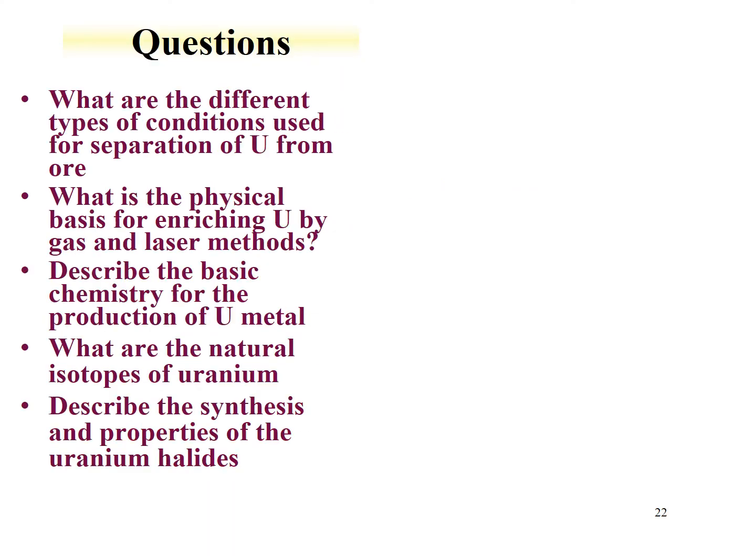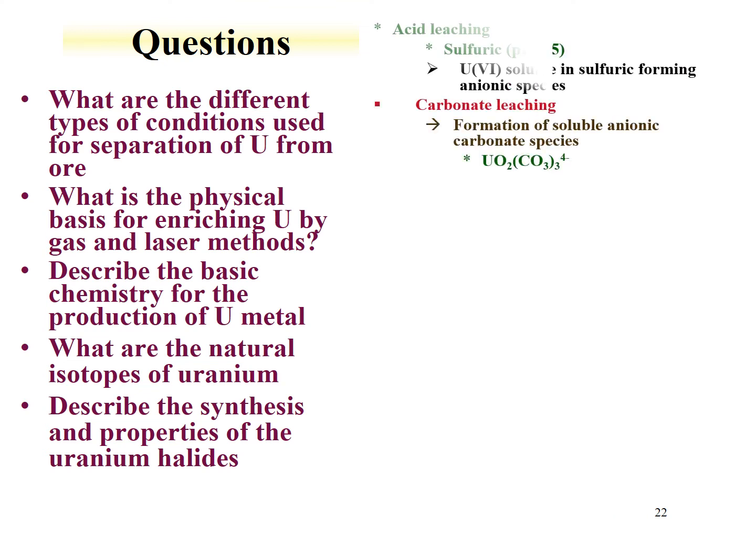Some questions that you should be able to answer based upon the two lectures are listed here. One would be, what are the different types of conditions used for separation of uranium from ore? Well, there's two types of conditions. One would be an acid leaching, for instance, with 1.5 molar sulfuric acid. Uranium-6 is soluble in sulfuric acid, forming anionic species, so uranyl sulfate.